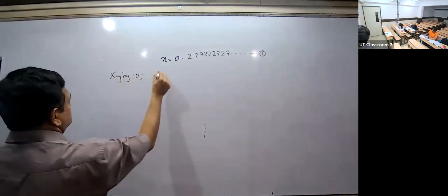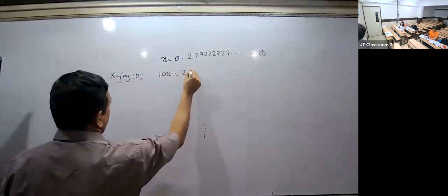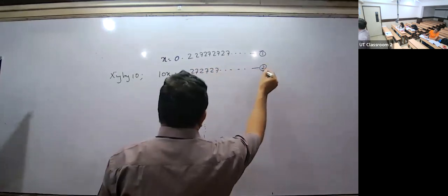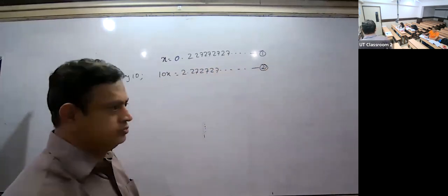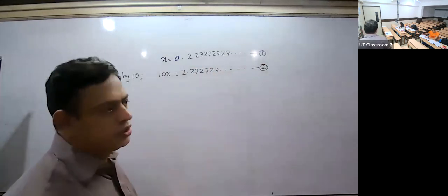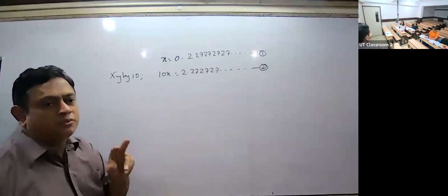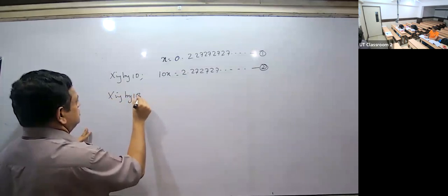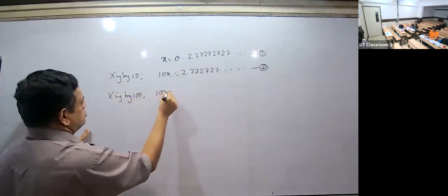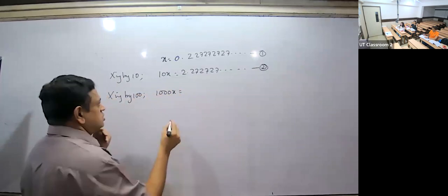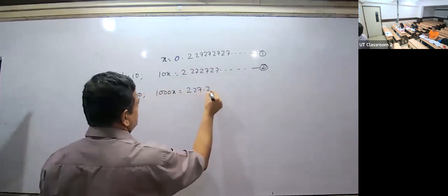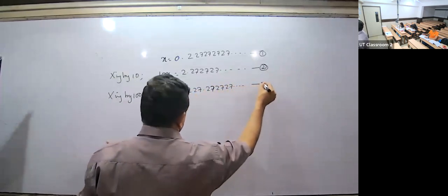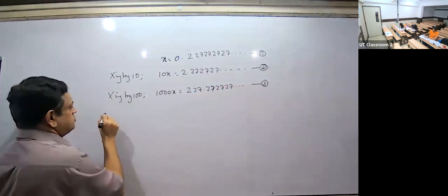So what will you get? 10x is equal to 2.272727, etc. Condition 2. Now what is to be done? Multiply by 100. Yes, very good. So what will you get? 100 into 10, 1000x. Yes, sir. 227.272727, etc. Condition 3.